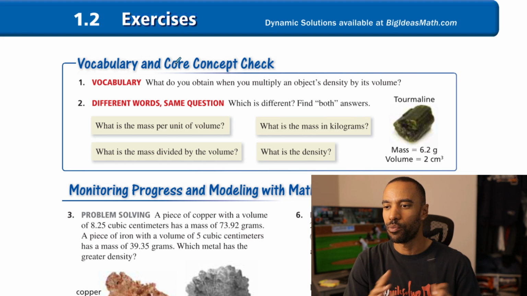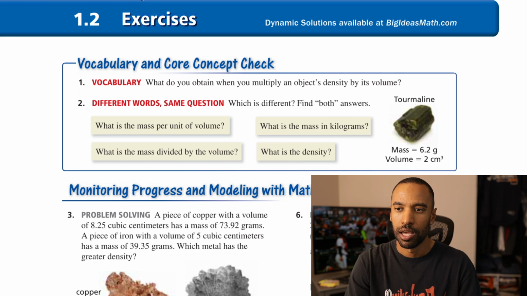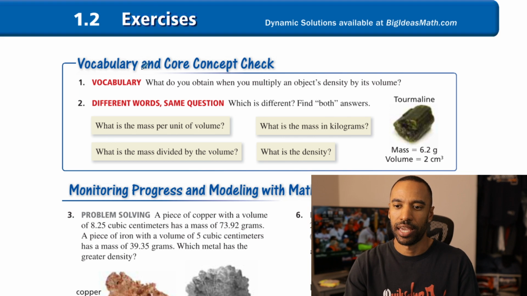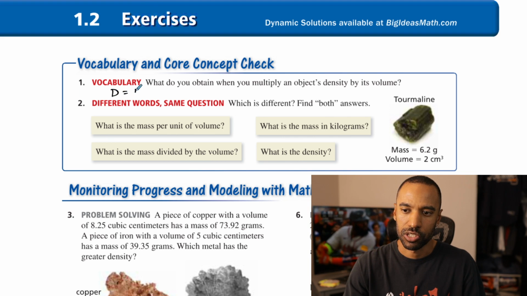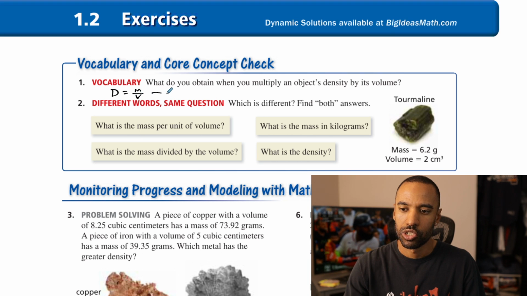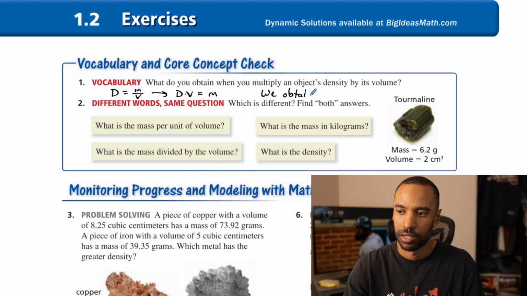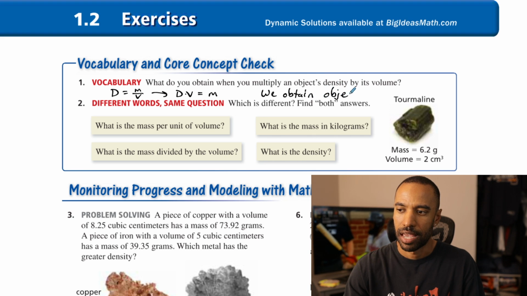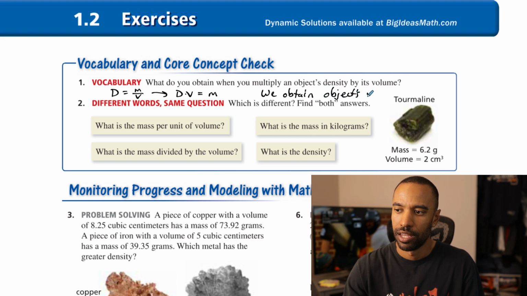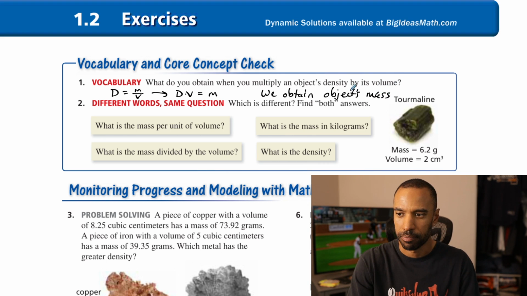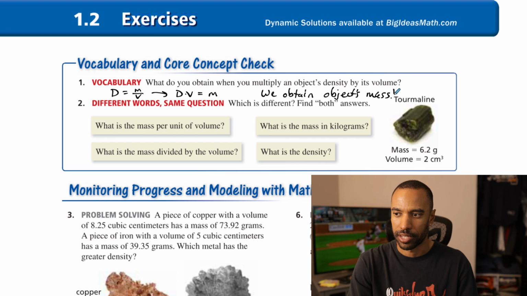So what do you obtain when you multiply an object's density by its volume? Well, think about this. Density is mass over volume as a formula. So when we multiply density by volume, we indeed get mass. So we obtain the object's mass. We just saw that literally with that last problem, the salt. We obtained the object's mass. That's your answer to number 1.